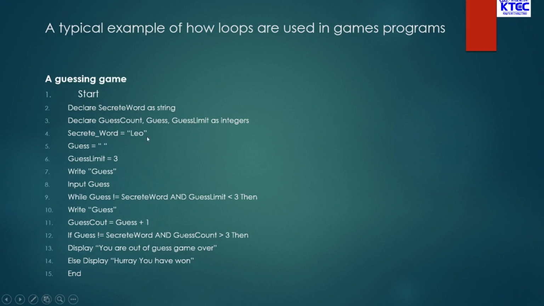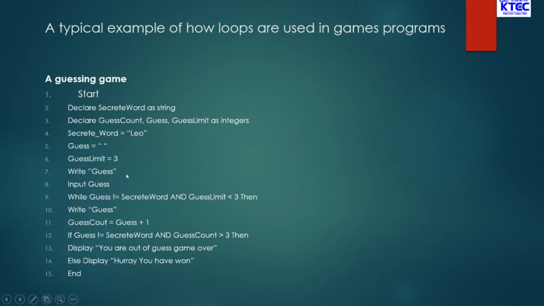We declare the guess count and guess limit, all as integers because they are all numbers. And our secret word we want the user to guess is Leo. And then the guess is initially set to an empty string. We call this an empty string, because initially the user hasn't entered any guess yet. The guess limit is 3. By the third time, the user should be able to guess, else game over.